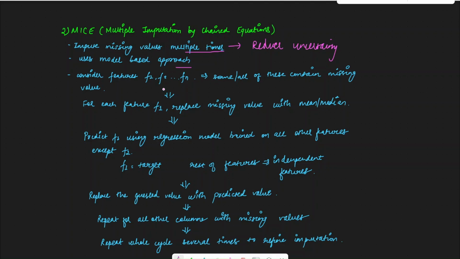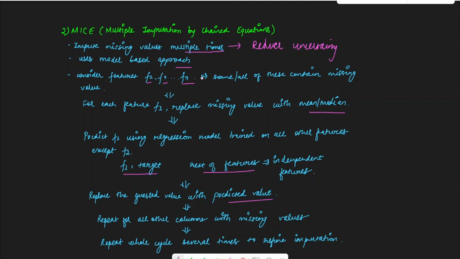In this, what do we do is, suppose there are features f1, f2, f3 till fn. Some or all of these features contain missing values. Suppose f1 is a feature which contains missing values. First, we are going to replace this missing value with the mean or median of this column. Then we are going to predict the f1 values using a regression model, which is trained on the rest of the features. So here f1 will be our target and the rest of the features from f2 till fn will be our independent features. When we have created this regression model, after that we are going to guess the missing values. So missing values would be replaced with the predicted values.